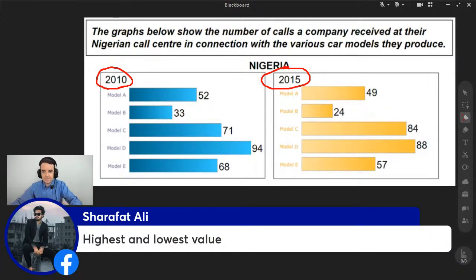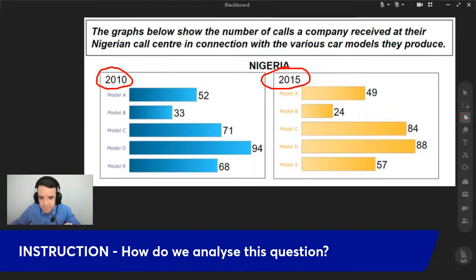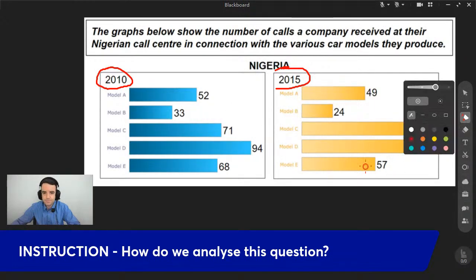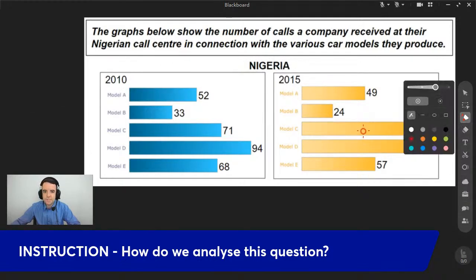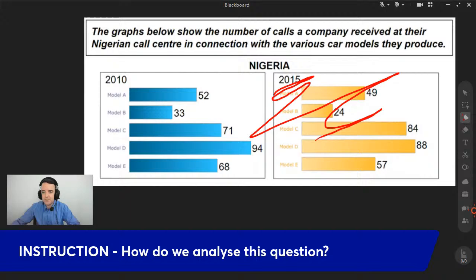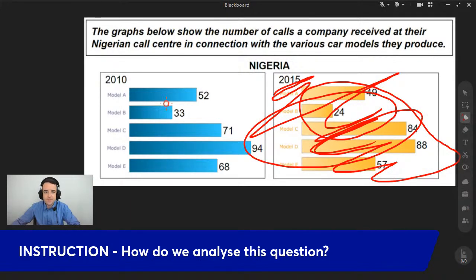Highest and lowest. Okay, so Sharafat, thanks for attempting it. Let me just explain to you how it will work. So because we have 2 years, here we talk about the increases and decreases. Anytime there is just one time period, so if we were to imagine that we were only given this 1 year, 2010, then we would look for the highest and the lowest figures.